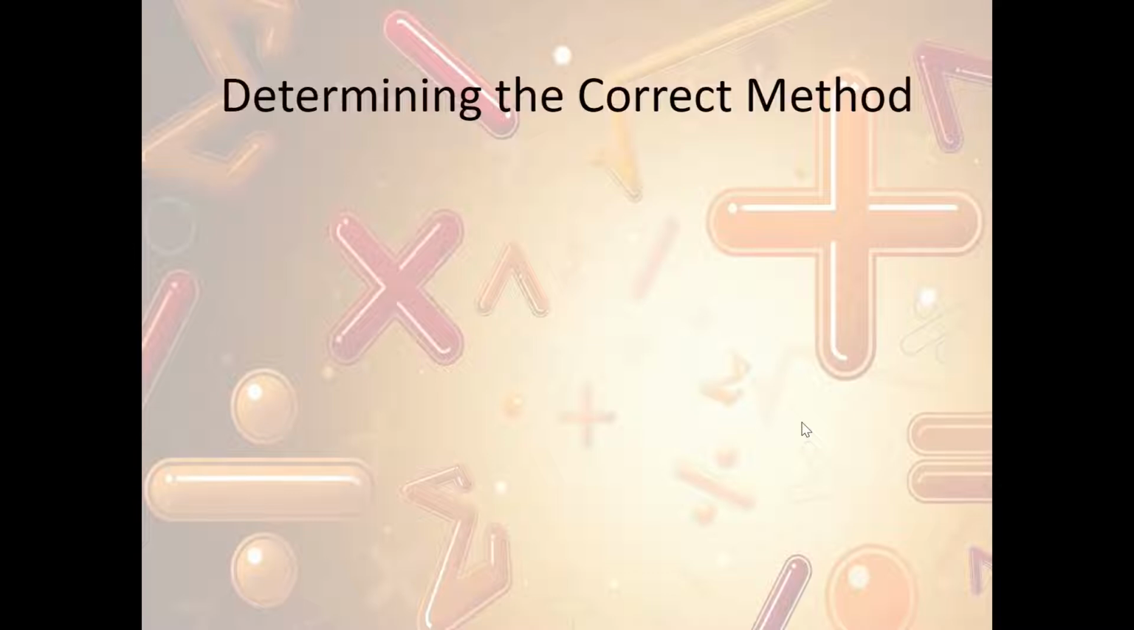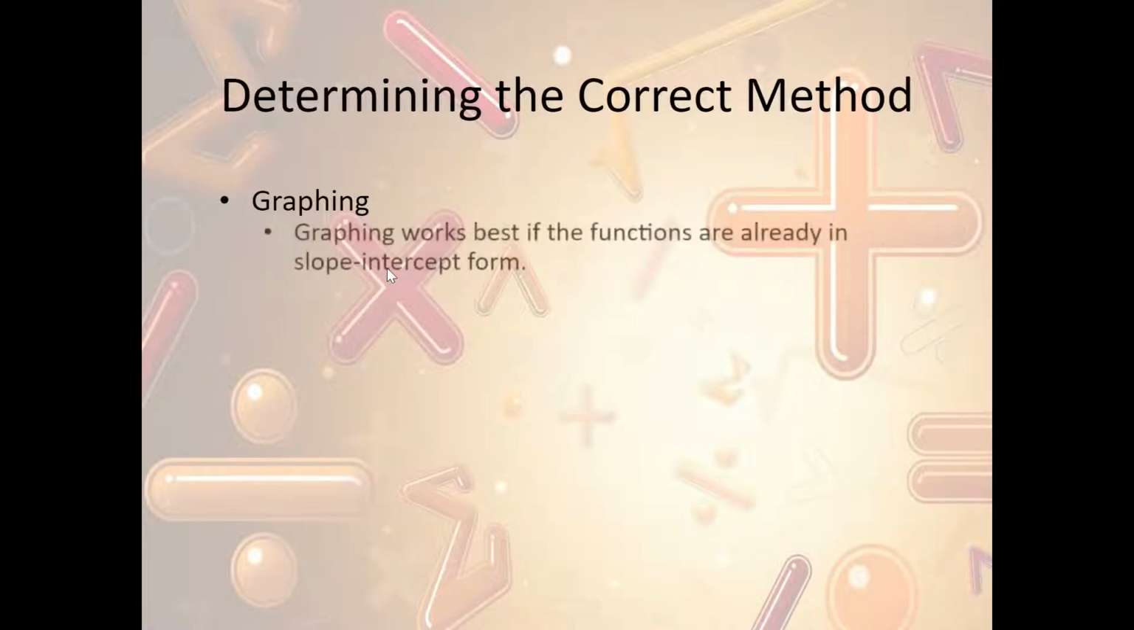Now, how do we determine the correct method? First of all, we need to discuss what methods we have to solve systems of equations. The first one is graphing. Graphing works best if the functions are already in slope-intercept form. We don't like putting things into slope-intercept form, so if they're not, let's use a different technique. But if they are in slope-intercept form, graphing is a great way to go. This is usually best when both functions are already in slope-intercept form, and that looks like y equals mx plus b.